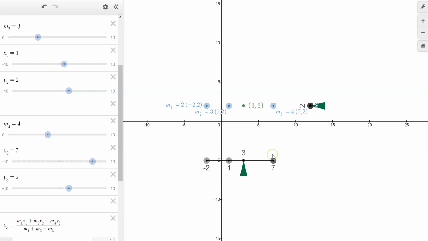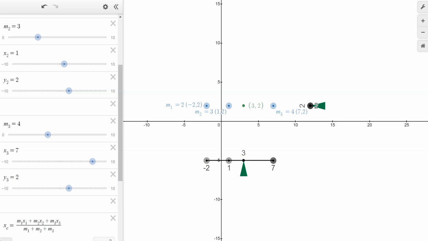And then we can calculate the mass just like before. So this is a mass of 2, so it'd be 2 times -2. This is a mass of 3, so it'll be 3 times 1. And this is a mass of 4, so it's going to be 4 times 7. And we add all those up and divide it by the total of the masses, which is 9. And that would give us our 3.